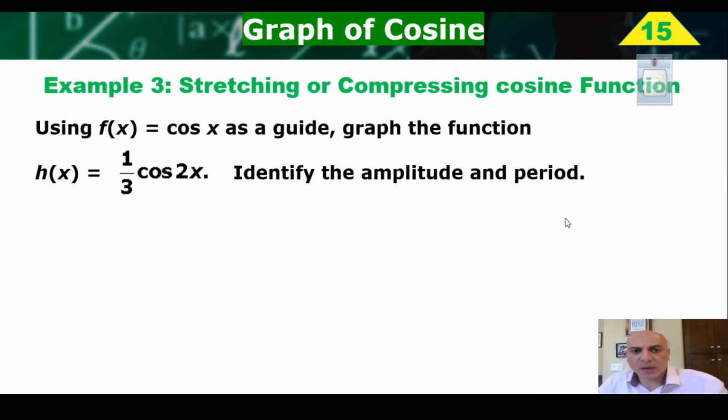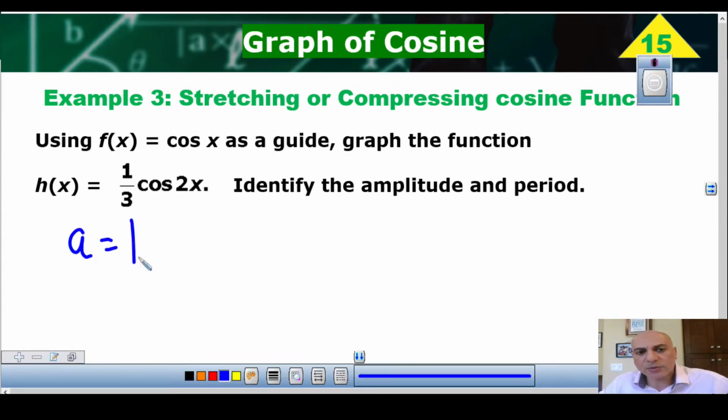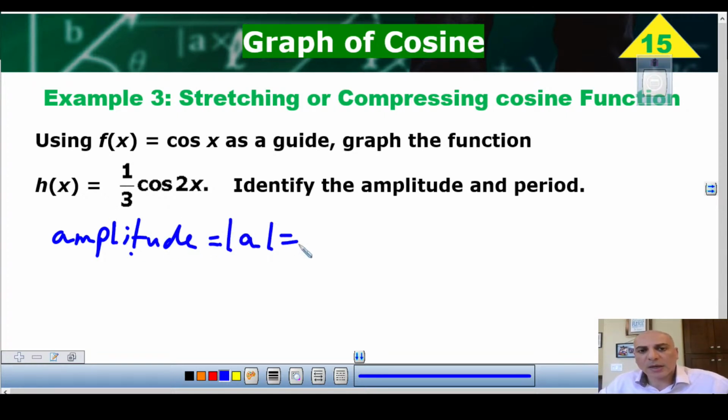Here's an example. We're most likely going to conclude with this. This says use the cosine parent as a guide. Graph the following function here. So h of x is 1/3 cosine 2x. Identify the amplitude and period. First things first, I need to identify the amplitude. The amplitude is the absolute value of a. In our case, it's the absolute value of 1/3, which is 1/3.